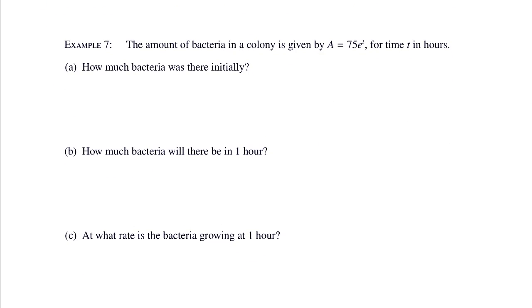Example 7. The amount of bacteria in a colony is given by A is equal to 75 e to the t for time t in hours. How much bacteria was there initially? So initially means that t is equal to 0. So A of 0 is 75 e to the 0, which is 75, because e to the 0 is 1.